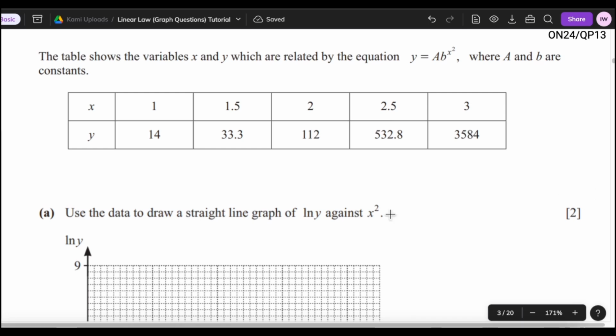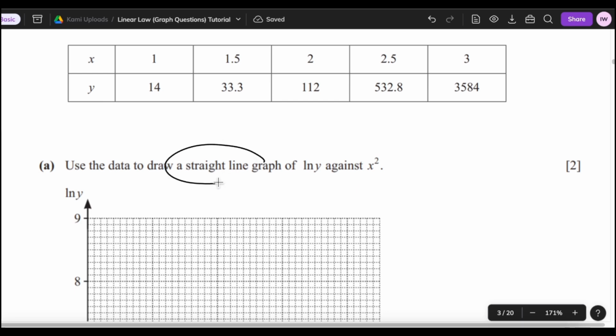Okay, now let's take a look at this next question. So the table shows the variables x and y, which are related by the equation y equals ab power x squared, where a and b are constants. As you can see, the table there shows, once again, we have values for just x and y. And the graph that we're trying to draw is a straight line graph of ln y against x squared.